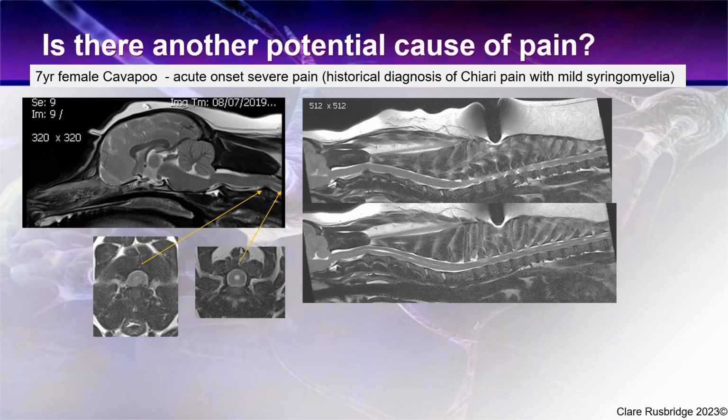We do need to look, as I've inferred before, for other potential causes of pain. I've altered the windowing in these sagittal images just a little bit so that you can see what I'm trying to point out.